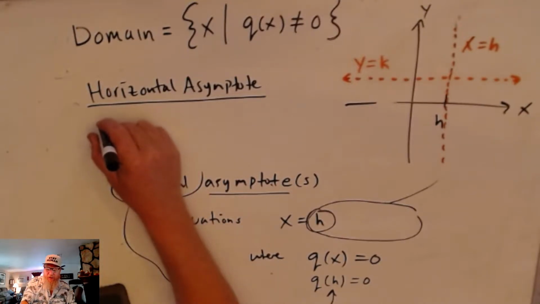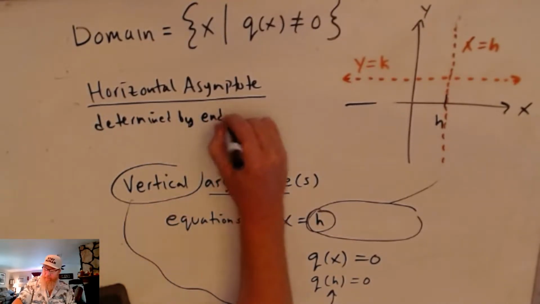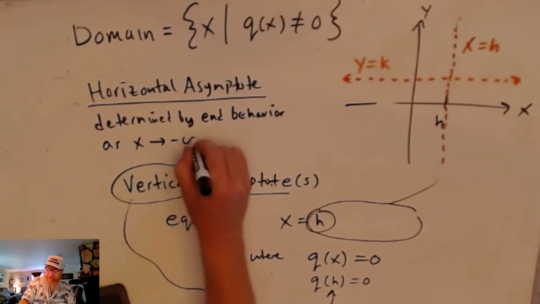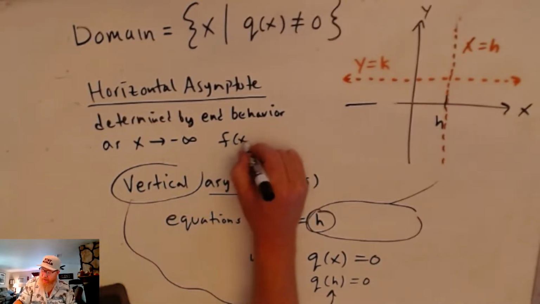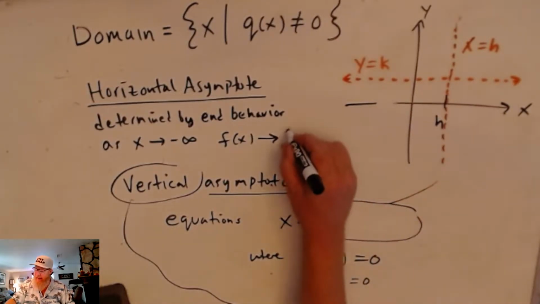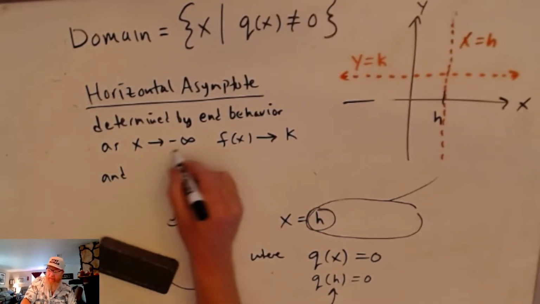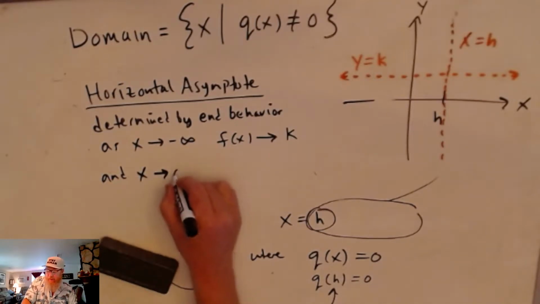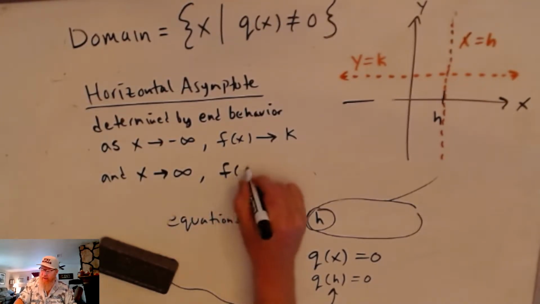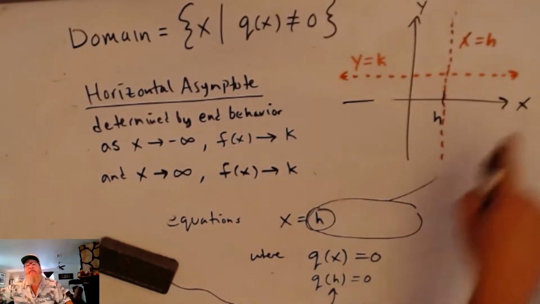So this is where it gets weird. The horizontal asymptote is determined by the end behavior. We talked about the end behavior as x approaches negative infinity. What happens to the function f of x, or the y value? It approaches a limit of k. So as x gets very large, I like to call this large negative, although technically it's small negative.